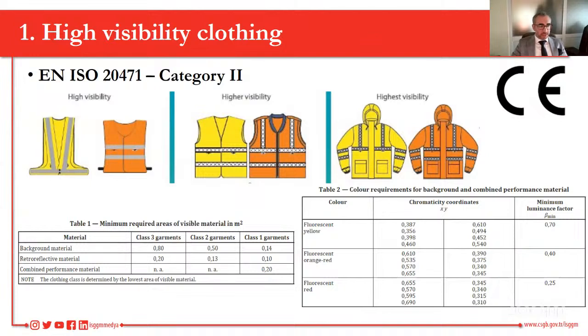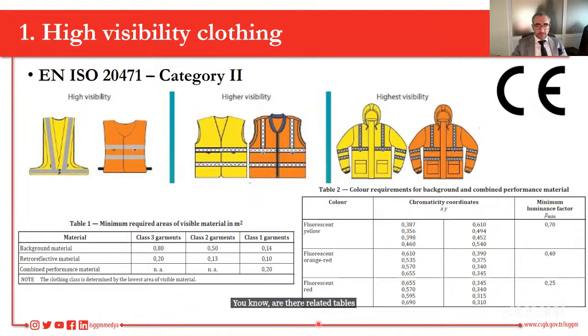On the left is Class 1 high visibility. In the middle is Class 2 high visibility. And on the right is Class 3 products. The visibility increases from left to right. On the right, highest visibility. Below are the related tables.